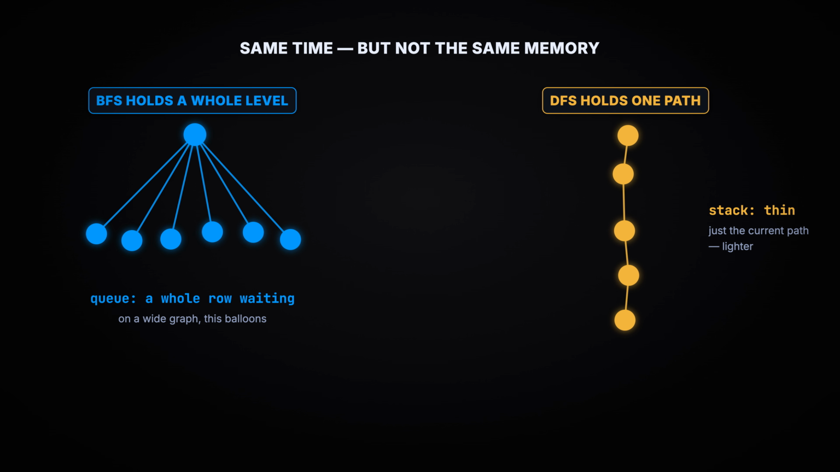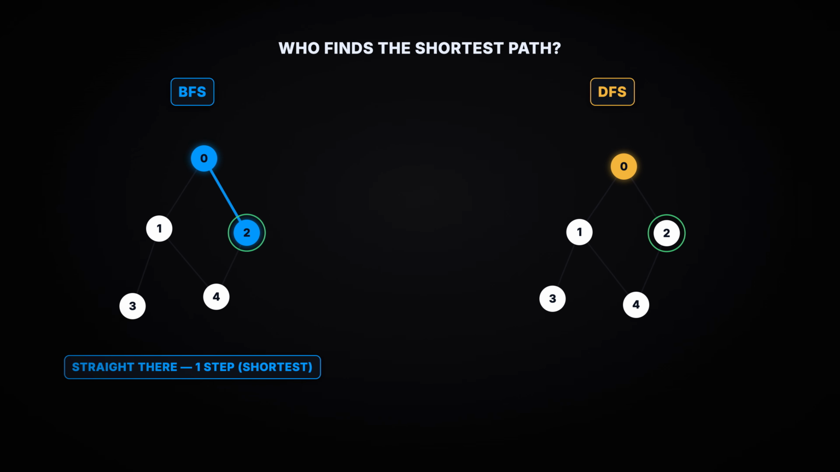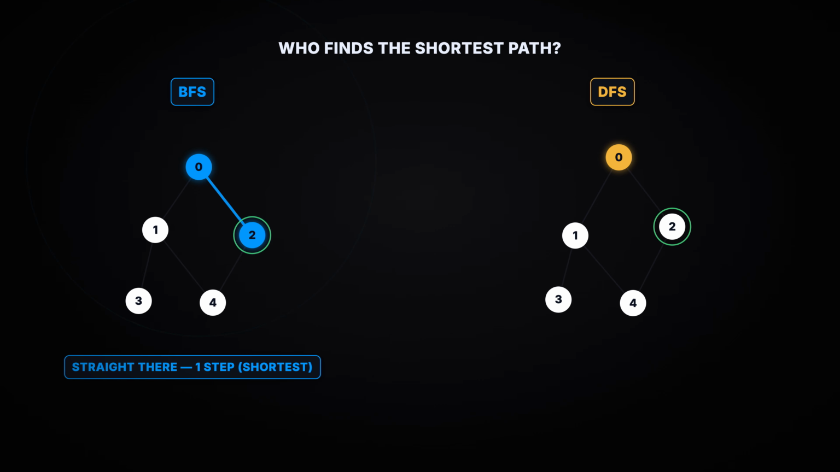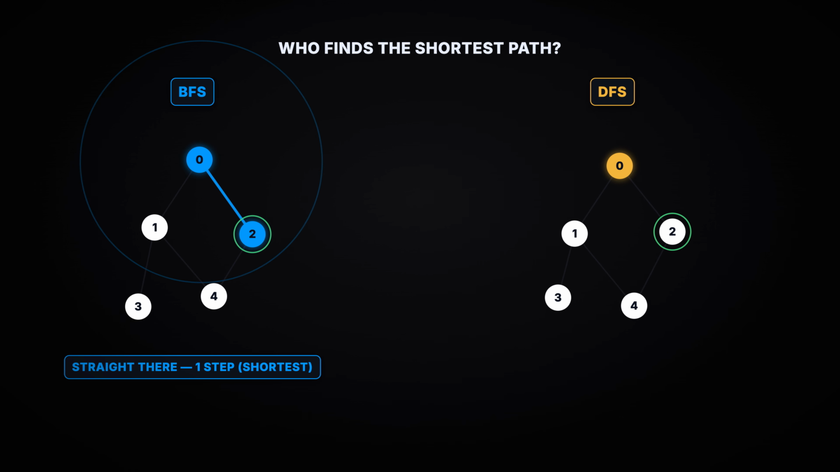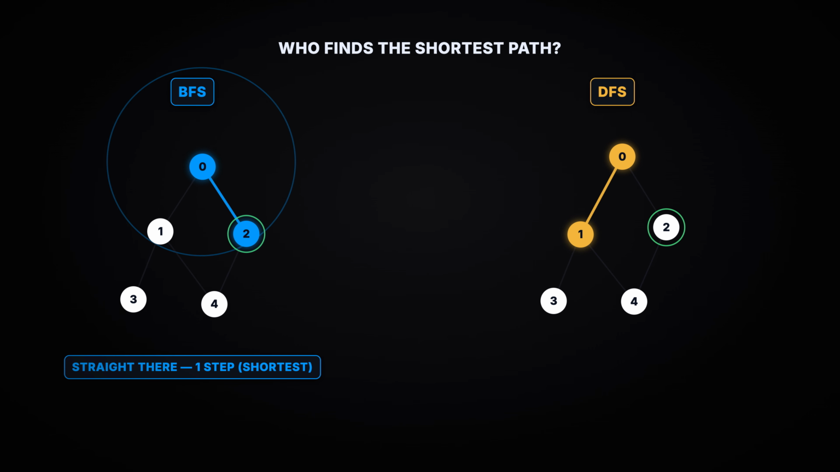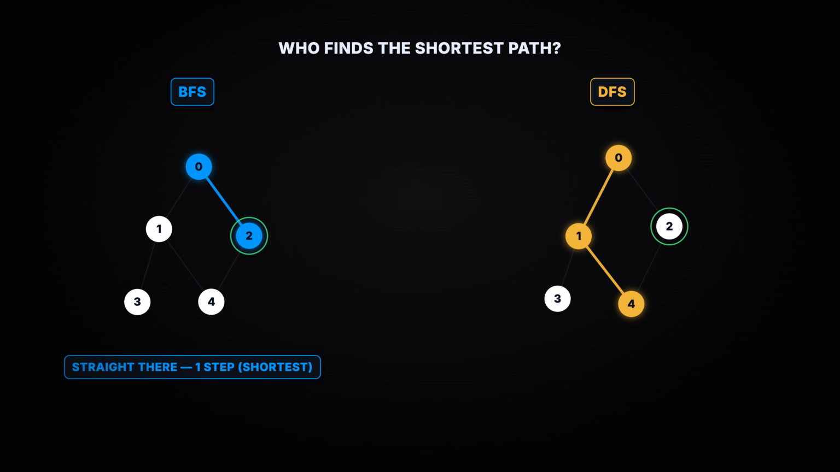Keep this in mind. Now here is BFS's superpower. Because it explores in perfect rings, the very first time it reaches a node, it has reached it by the shortest possible path. Fewest steps guaranteed. DFS cannot promise that. It might stumble onto a node after wandering down a long winding route. So if your question is, what is the fewest number of steps? BFS is the tool. DFS is not.